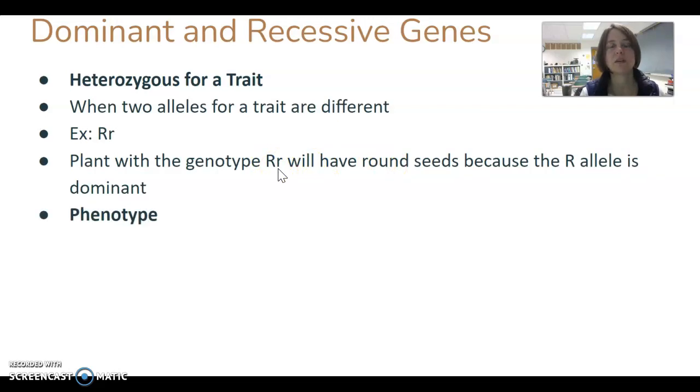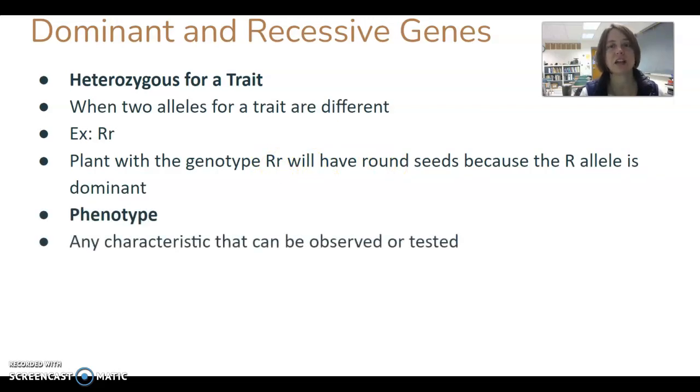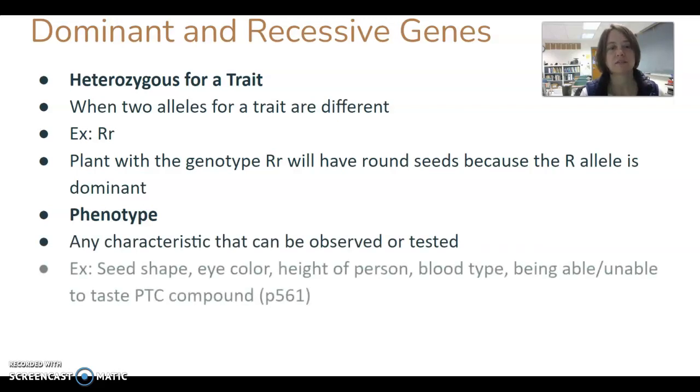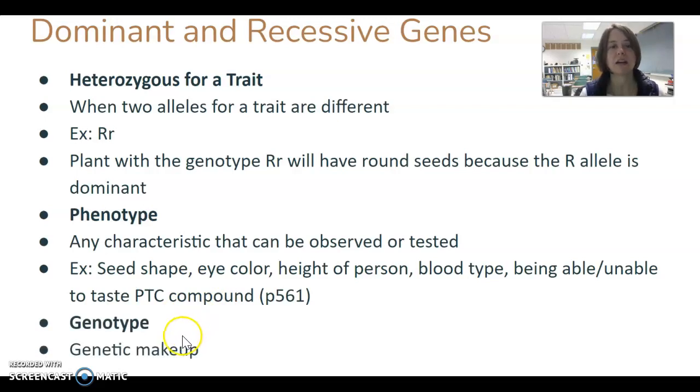Okay, phenotype is what you see. It's the physical characteristic, any characteristic that can be observed or tested. Some examples: seed shape, eye color, height of a person, blood type, or being able or unable to taste this PTC compound, which your book talks about on page 561. And the genotype is the genetic makeup, so the capital R, little r, big R.